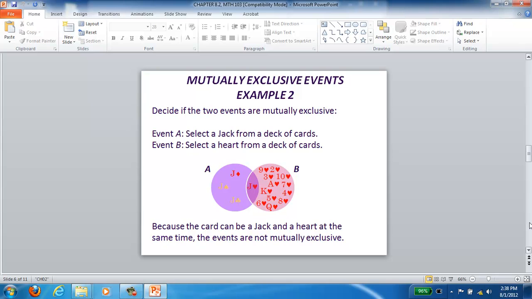In this case, select a jack from a deck of cards, select a heart from a deck of cards. Don't forget, we have a card that's a jack and a heart, as you can see. So we have a point of intersection. The intersection is going to be the jack of hearts card. As a result, the events are not mutually exclusive.